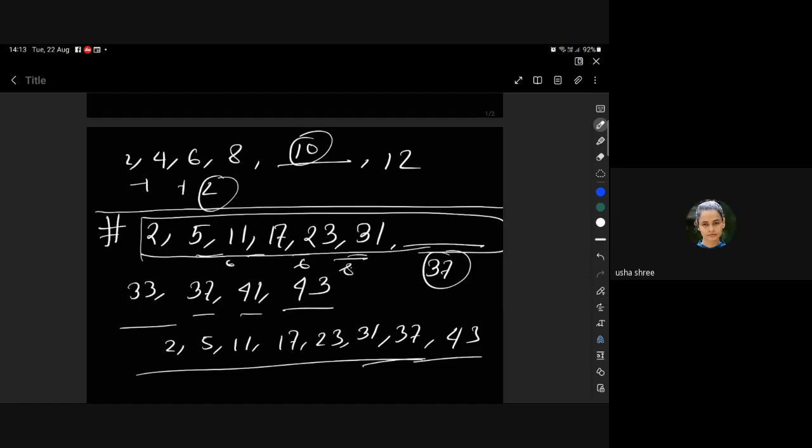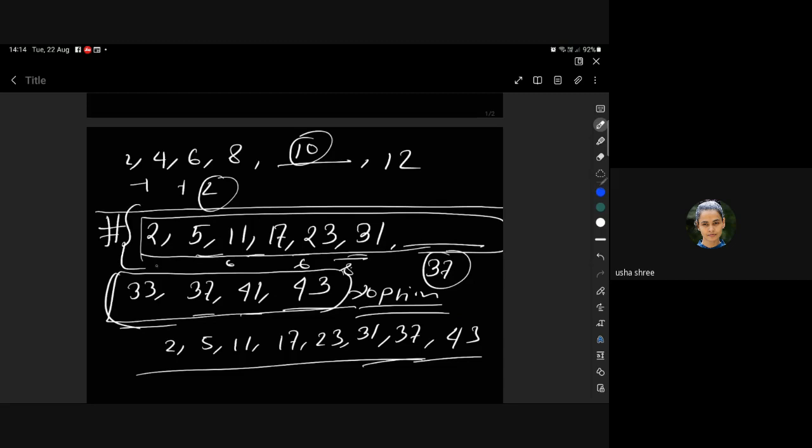Is 33 part of that series, Bhaiya? 33? No, that is an option. This is the option, and this one is the question. Any doubt? We'll solve more problems.